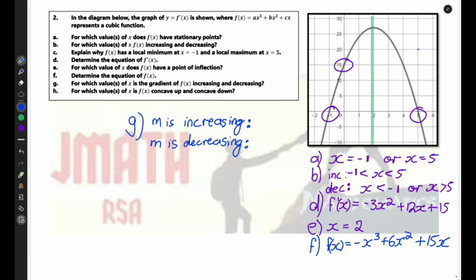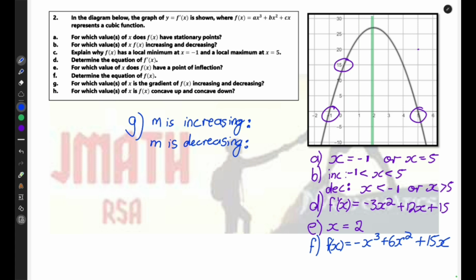Question G, for which values of x is the gradient of f(x) increasing and decreasing? Now watch out for this question. It's not the same as question B, where they just ask where f(x), where y is increasing and decreasing. They're asking for the gradient. Now remember, the gradient is the derivative.